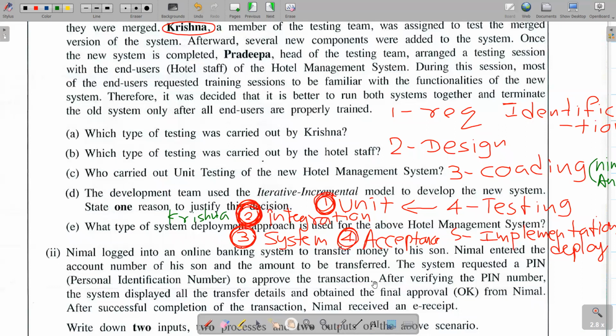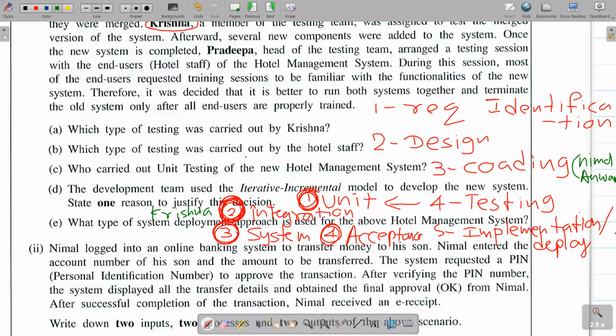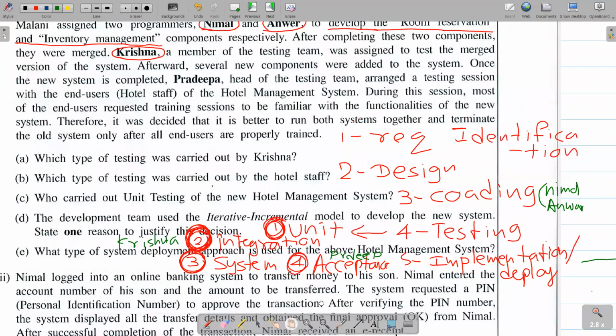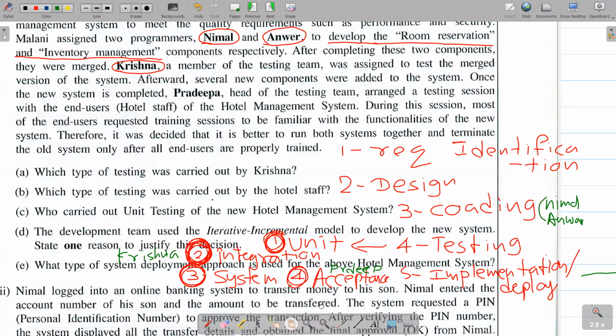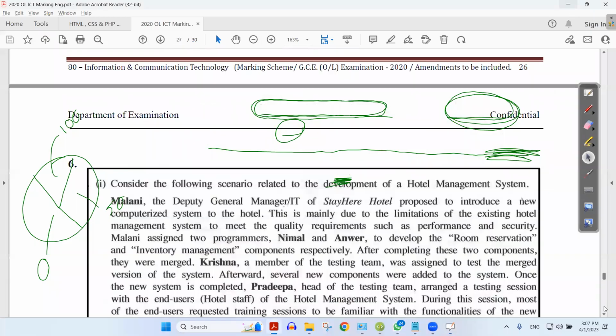All right. And again, the test that Pradeep has done with the end users is called acceptance testing. Right. So this is what Pradeep has done. All right. Okay. So that's what the scenario says. And look at the questions. Which type of testing was carried out by Krishna? Yes, Krishna carried out the integration testing. Let's go with the marking scheme as well. It's easy.